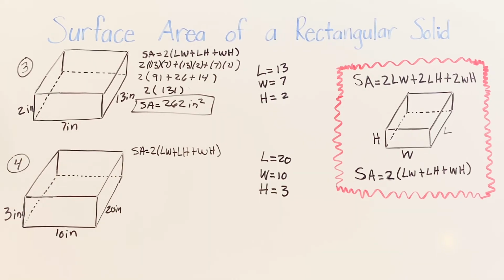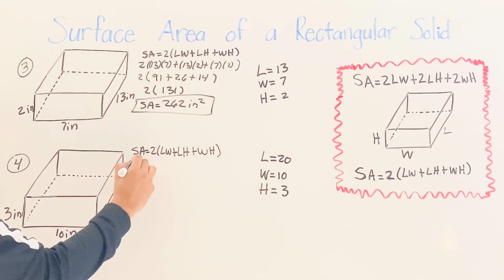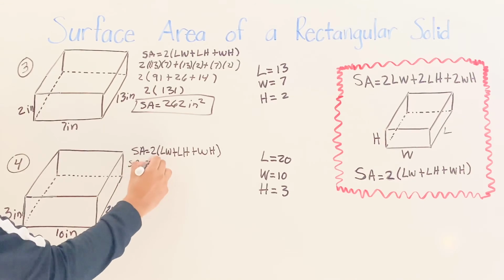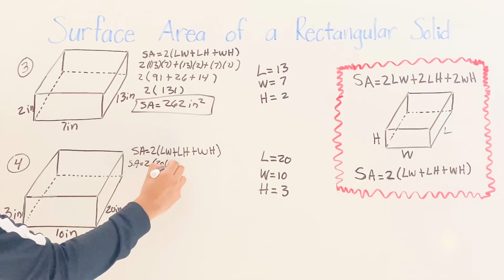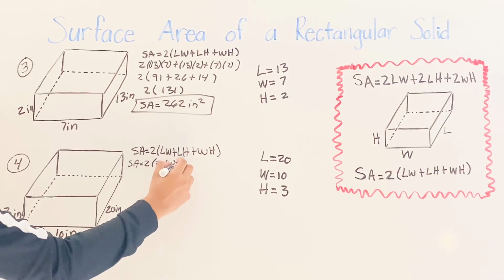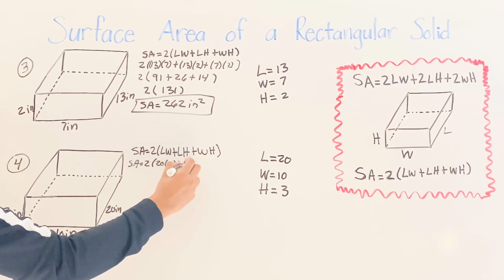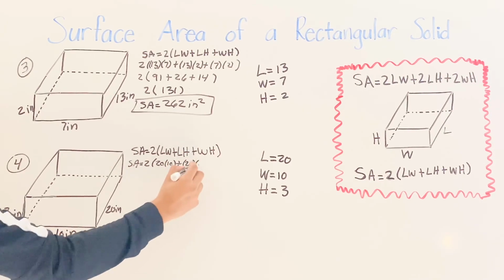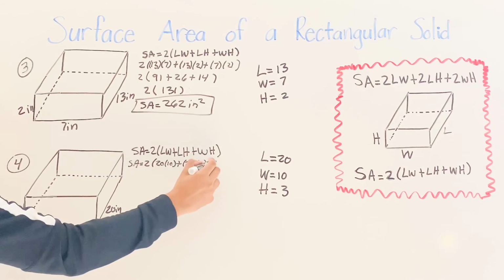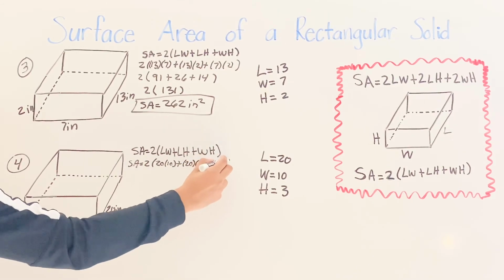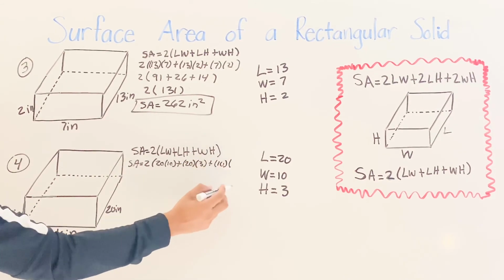Okay, and once again, you can check, and you can do it with the top formula, and you're going to have the same answer. Okay, for number 4, we're going to do the same thing. SA equals 2 parentheses. My length is 20 times my W, which is 10, plus my L, that is 20, times my H, that is 3, plus my W, which is 10, times my H, that is 3.